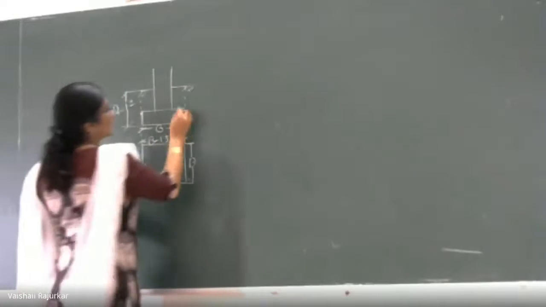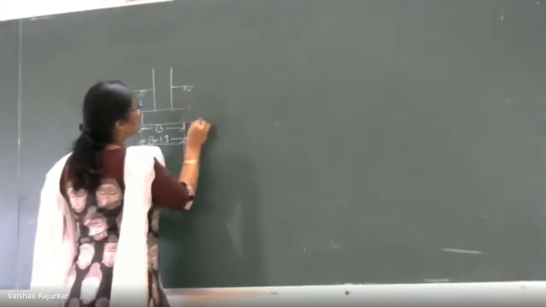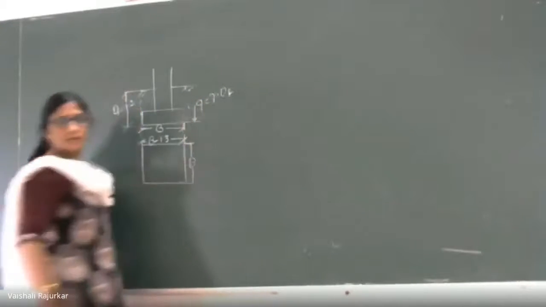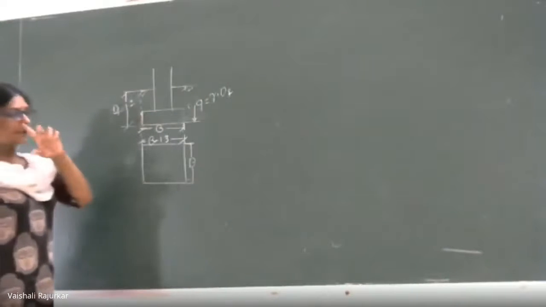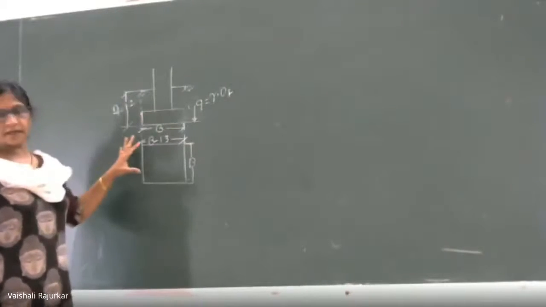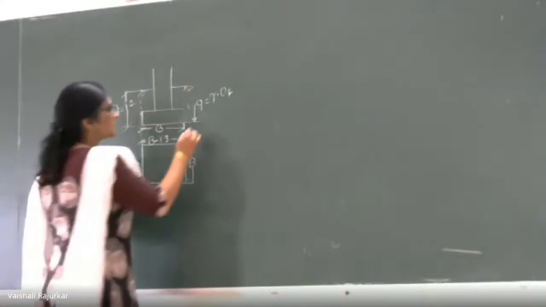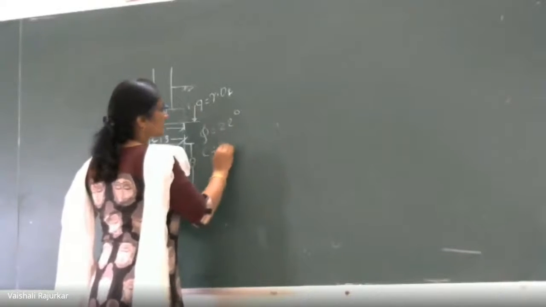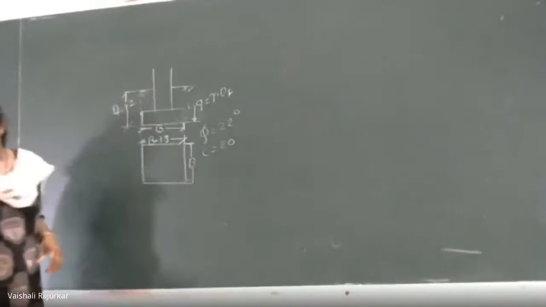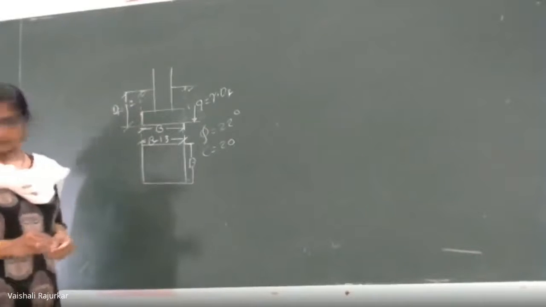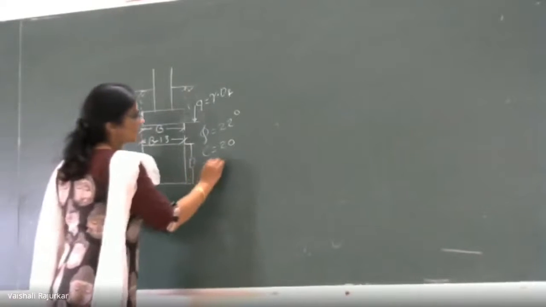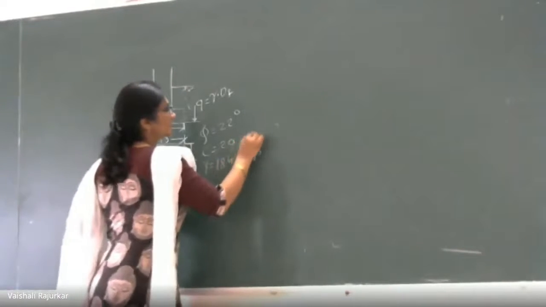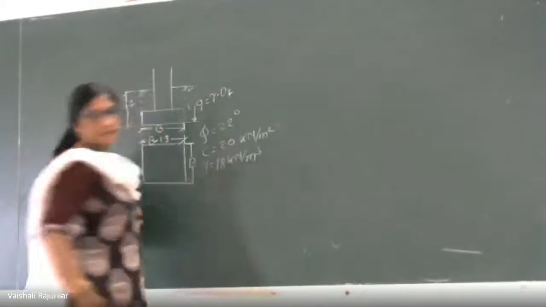The overburden pressure, that is q, is equal to gamma into Df. So these are the soil conditions given. Phi is given as 22 degrees and C is given as 20. At this stage we don't know anything about the soil type, and gamma is 18 kilonewton per meter cube. C is in kilonewton per meter square. So this is the data given.